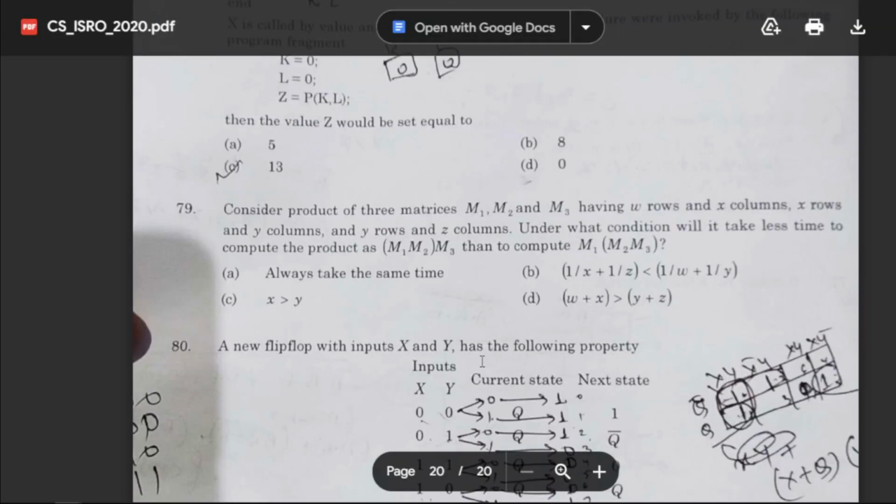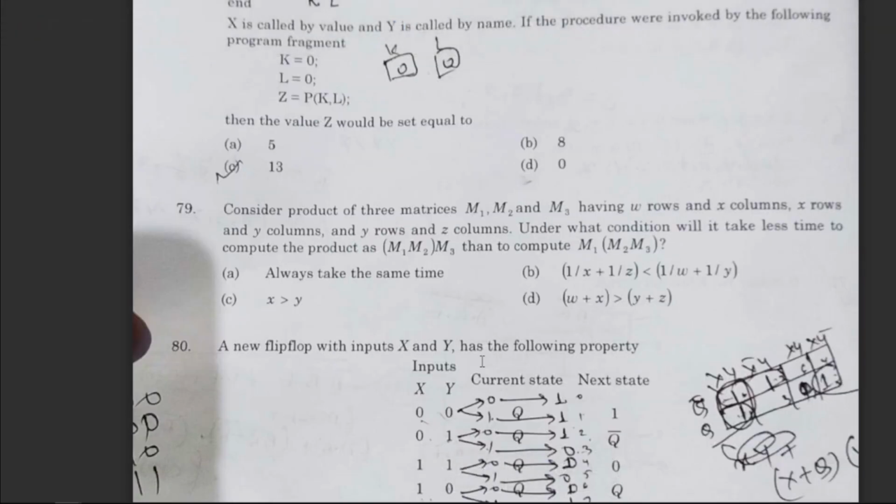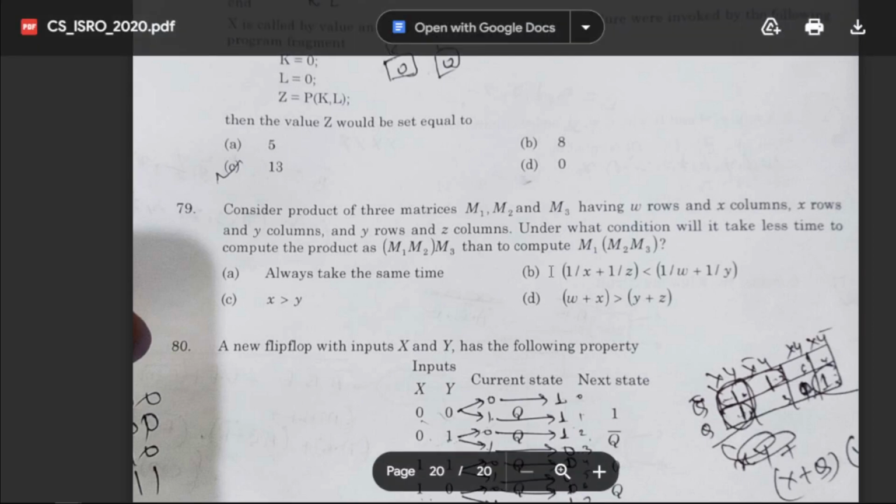Now next question, that is 79. Consider the product of three matrices M1, M2 and M3 having W rows and X columns, X rows and Y columns, and Y rows and Z columns. Under what condition will it take less time to compute the product as (M1 M2) M3 than to compute M1 (M2 M3)? So for 79, our answer will be B, that is 1 by X plus 1 by Z less than 1 by W plus 1 by Y. So B will be the answer.